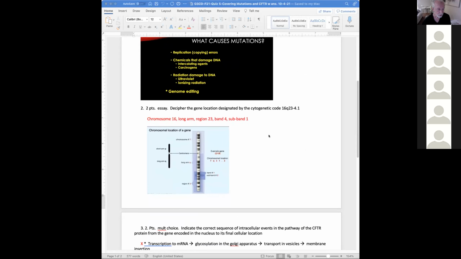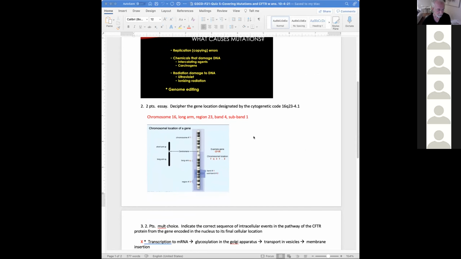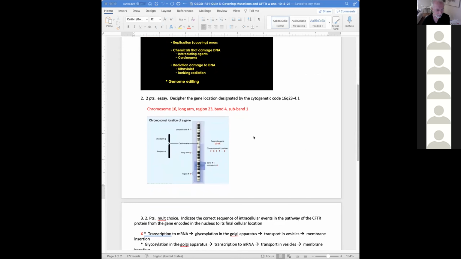Then the next question was, decipher the gene location designated by this code. The interpretation would be that there's a gene on chromosome 16, long arm, region 23, band 4, subband 1. And that came from the section on CFTR, where we talked about the code for that particular gene.